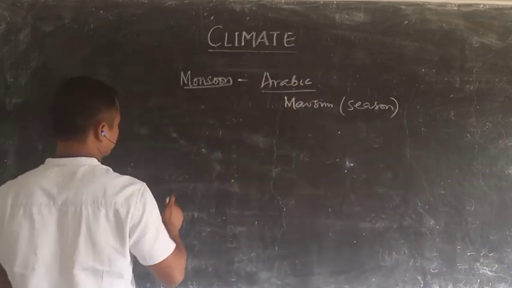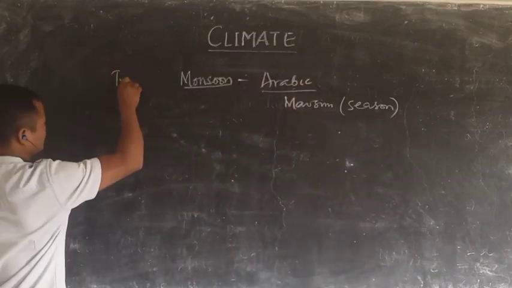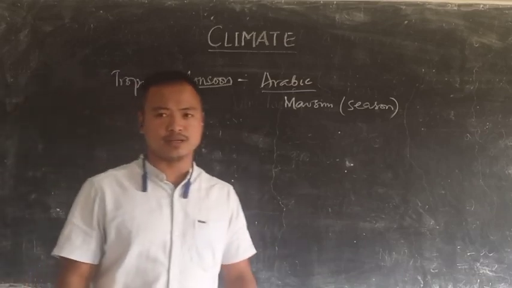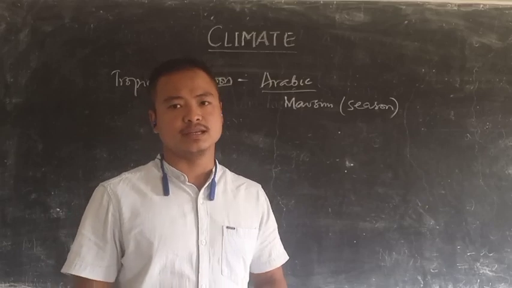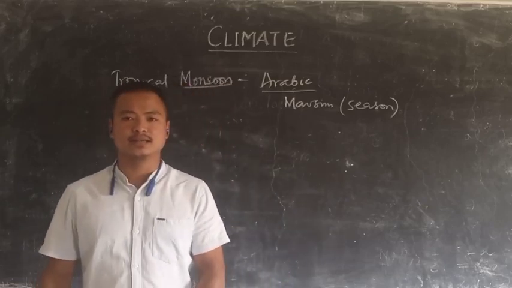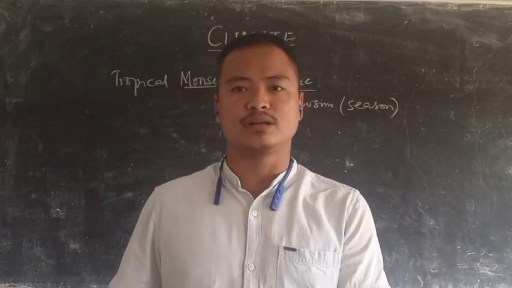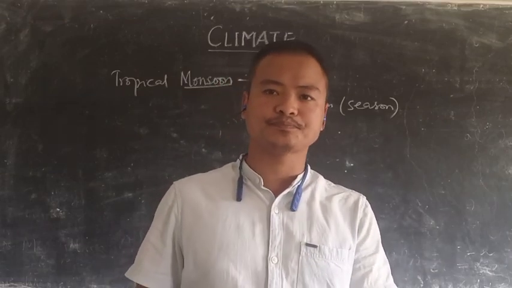There is another term that has been added to the monsoon, and that is tropical. Tropical, because the country is located in the tropical region, the major part of the country is located in the tropical region, and hence the climate of India is termed the tropical monsoon climate.